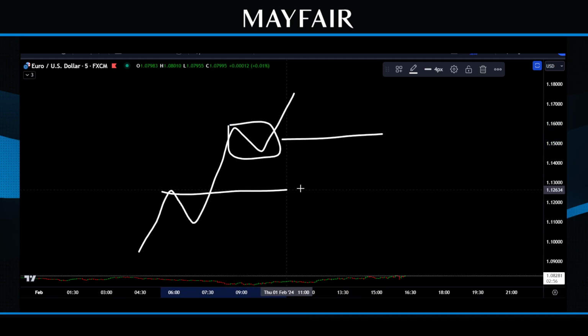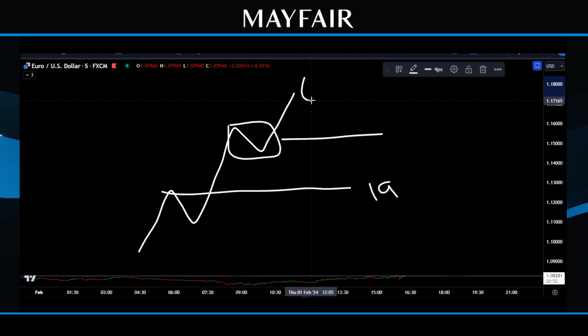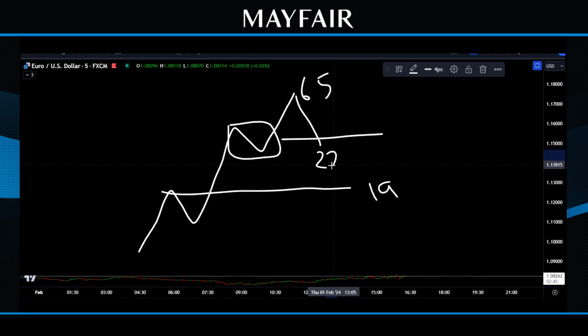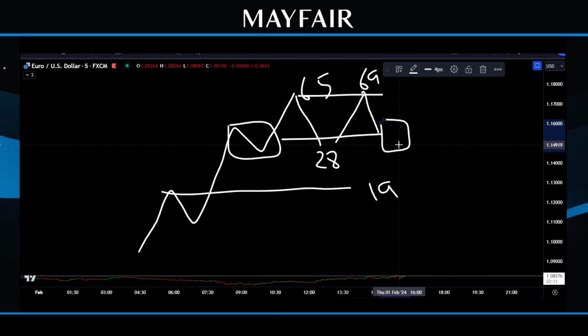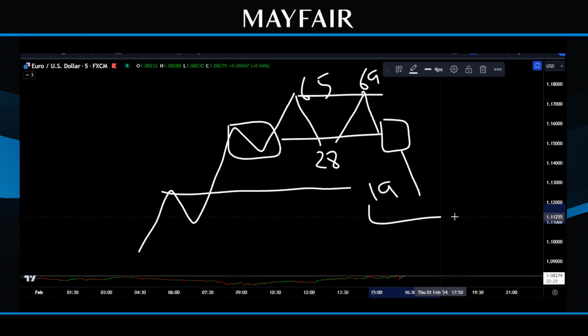This one, 19k. This was our 65k. We come down, we had a 28k. We rally back up, take a 69k, right, just above. And then we come straight back into the zone, into this big pocket of liquidity. And then we drop into just under the next big pocket of liquidity. It's not rocket science, yeah?